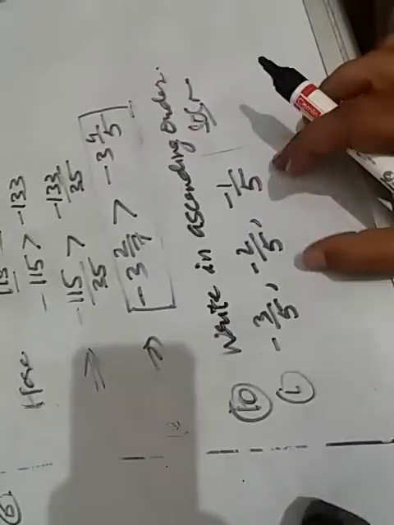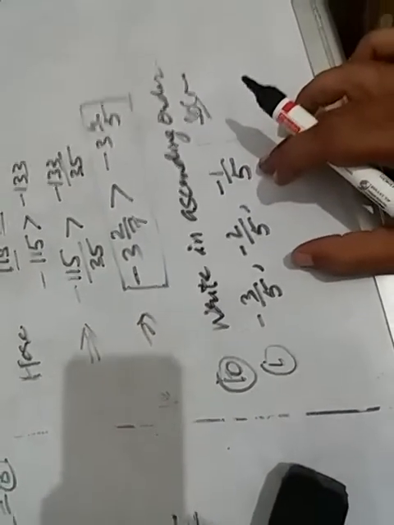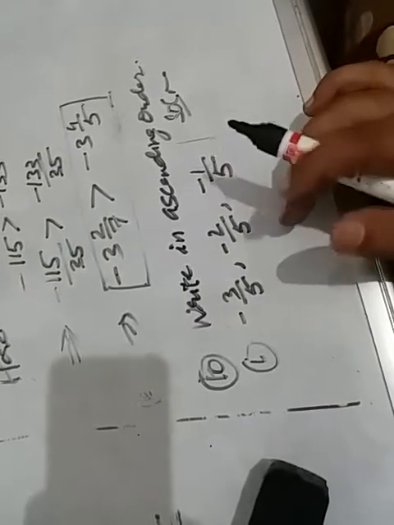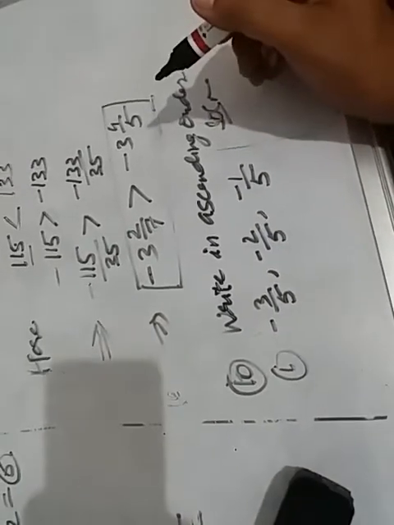See, these are all like rational numbers, because their denominators are the same. So here we compare the numerators. Ascending order: what is the meaning of ascending order? First the smallest number, then greater, and at the last the greatest number is put.